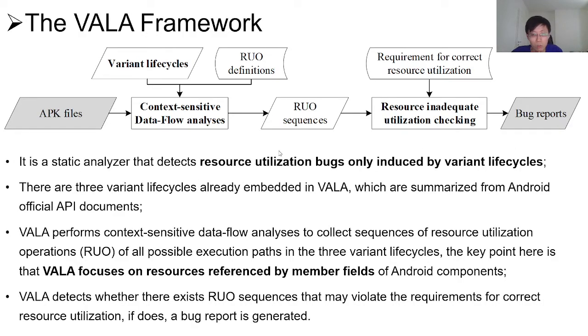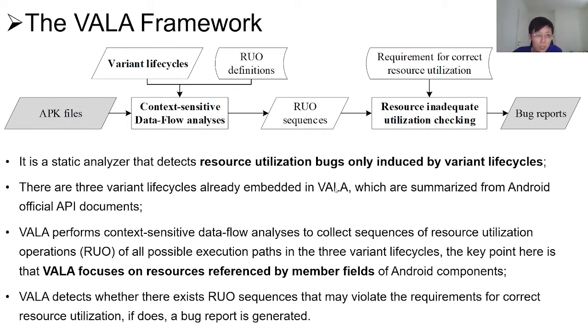In this paper, we propose VALA, a static analysis framework that detects resource utilization bugs induced only by variant life cycles. As the workflow shows, it has three parts. First, the variant life cycles. We have already embedded three kinds of variant life cycles in VALA. They were summarized from Android API documents. Next, with given APK files, VALA performs context-sensitive data flow analysis to collect sequences of resource utilization operations. We call them IO sequences for short.